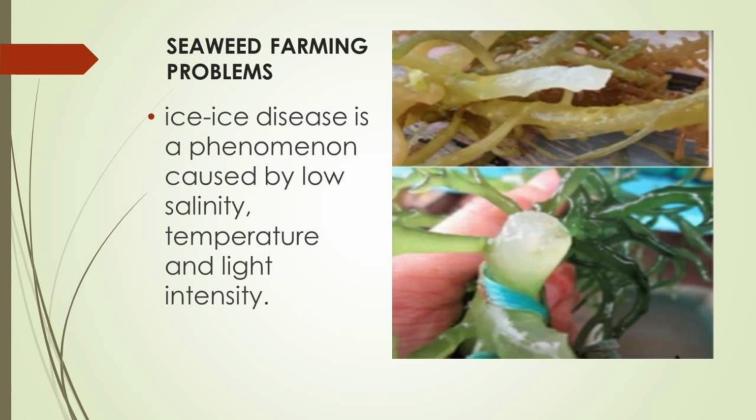Next is seaweed farming problems. Ice-ice disease is a phenomenon caused by low salinity, temperature, and light intensity. With this, the seaweed exudes an organic substance which is mucilaginous in nature, and with the presence of opportunistic bacteria in the water column, it aggravates the whitening of the branches. As you can see in the example of the agar-agar, there is a white area at the top.